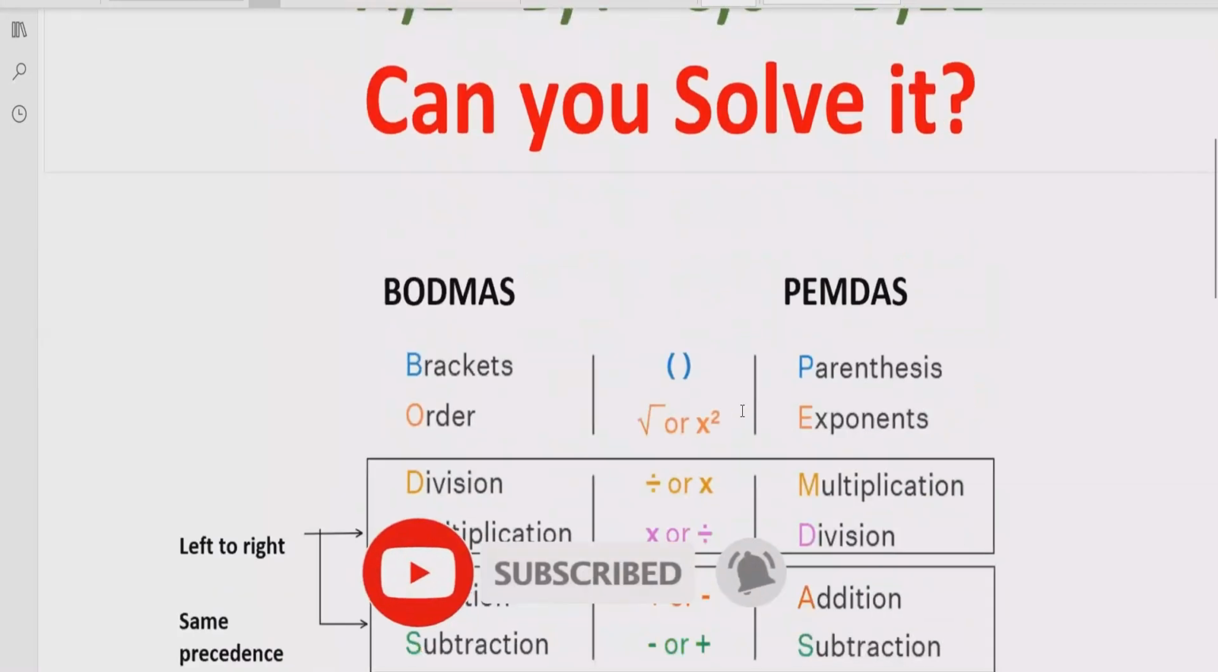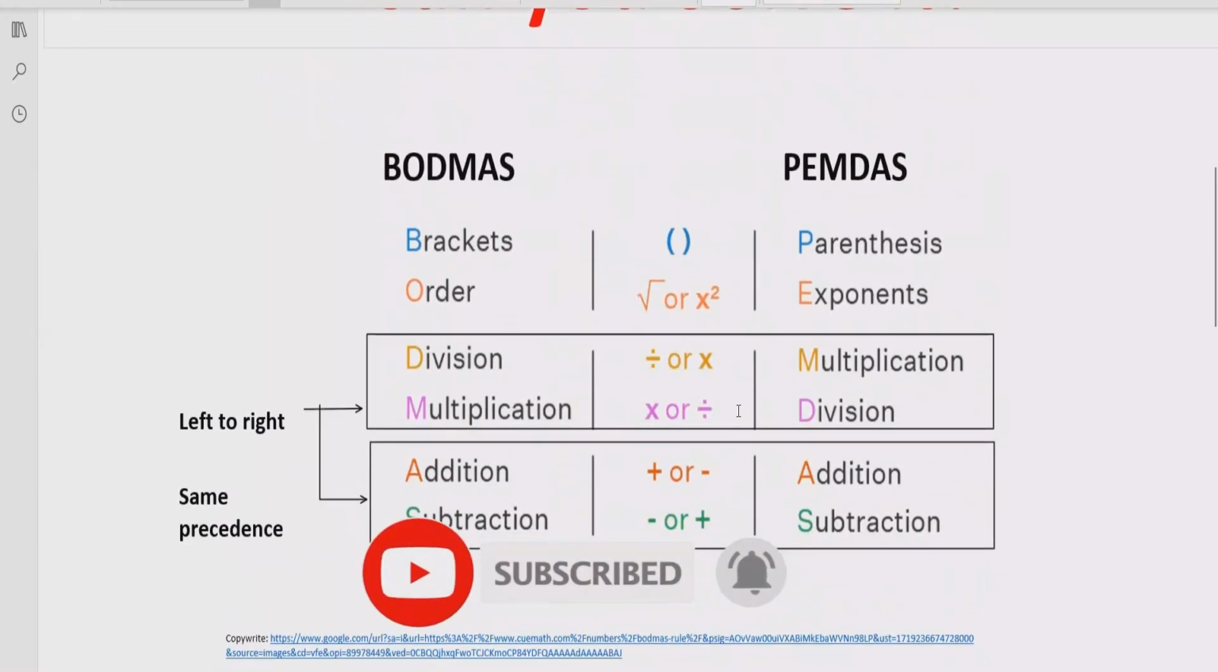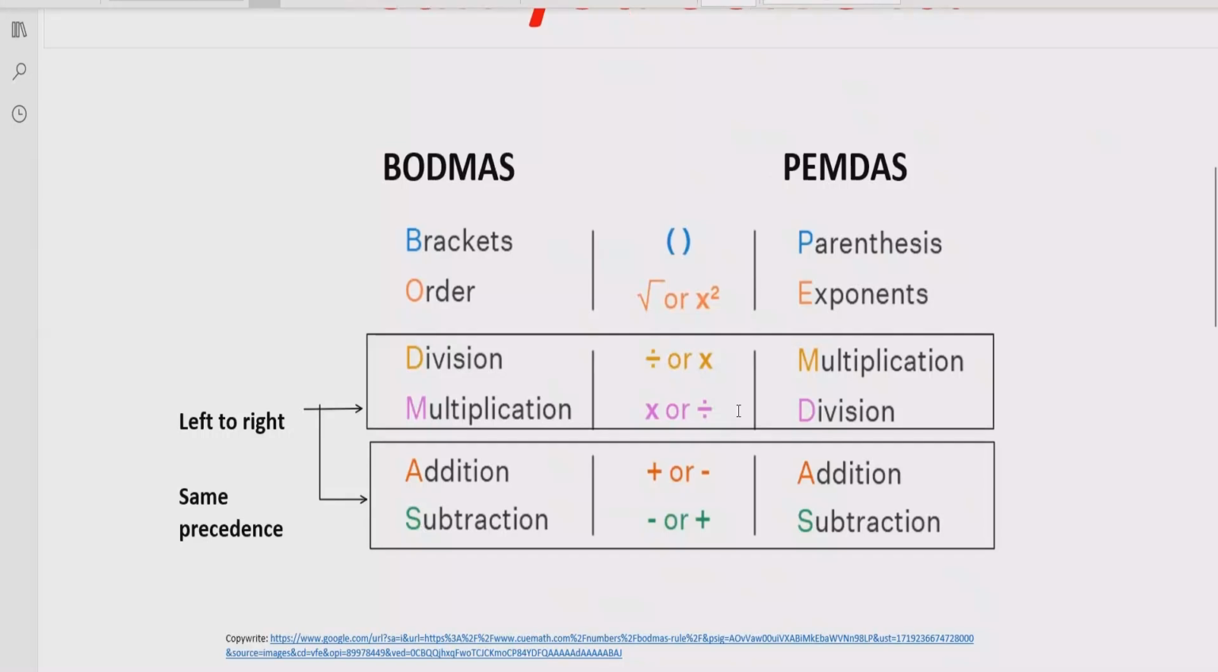Now let's talk about the rules which we can apply to solve any arithmetic expression. The rule says if your expression contains any bracket or parenthesis, you have to solve that part first in your expression. After the bracket, you have to see the order or exponent part, so you have to solve that one after the bracket. Step number 3, you have to solve division and multiplication. Both have similar precedence, so you can solve any of them which is coming first.